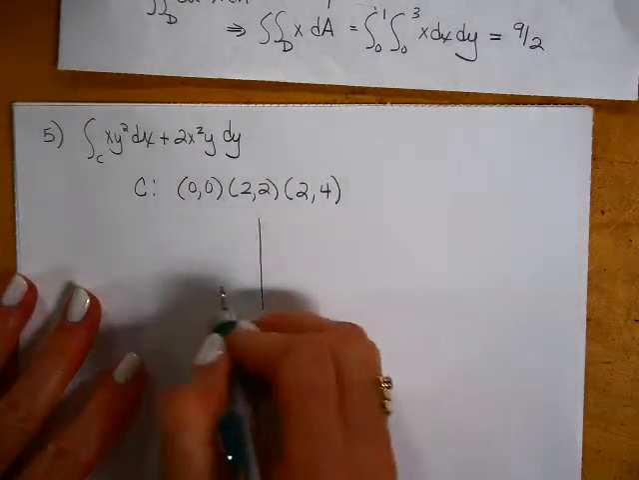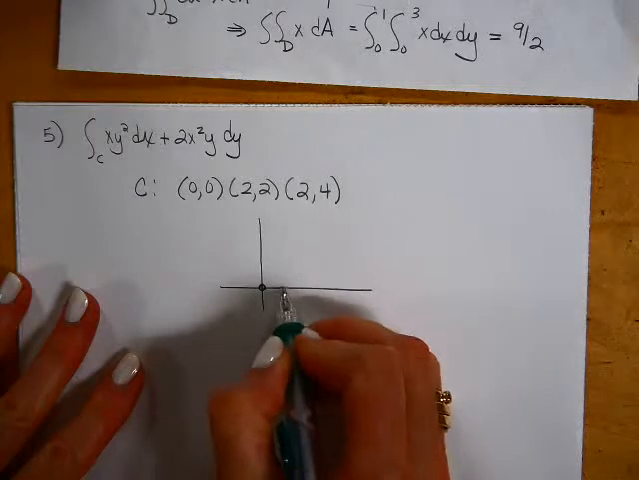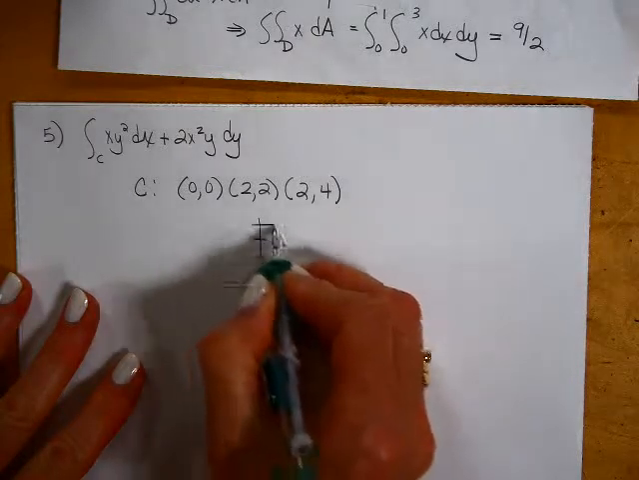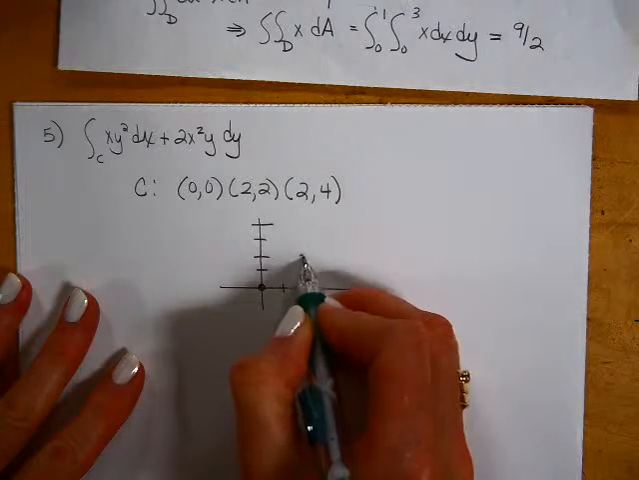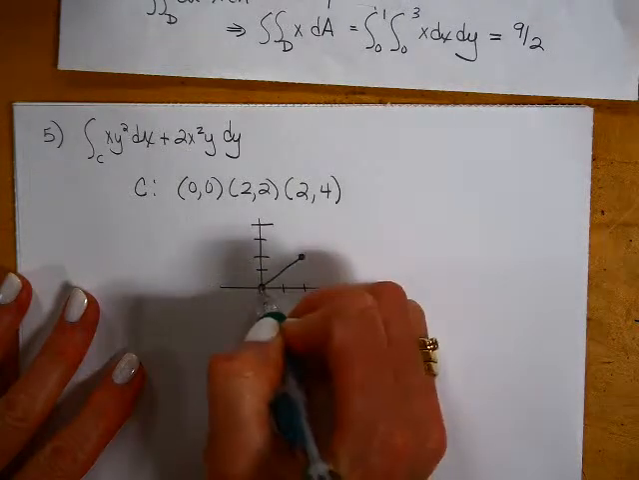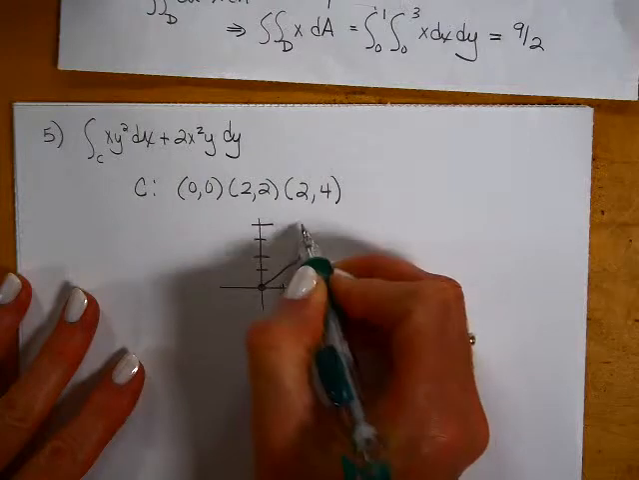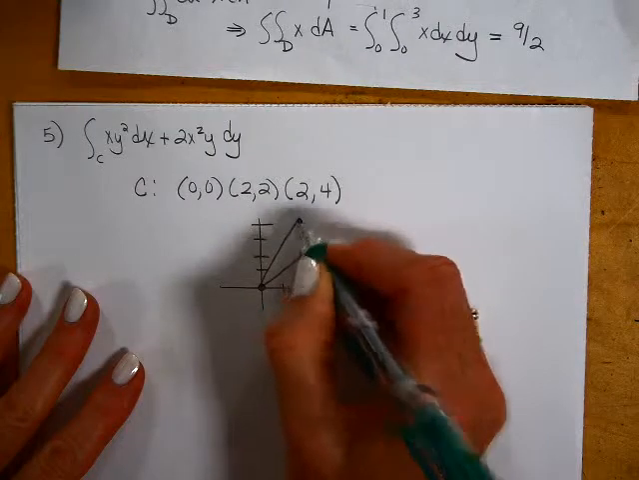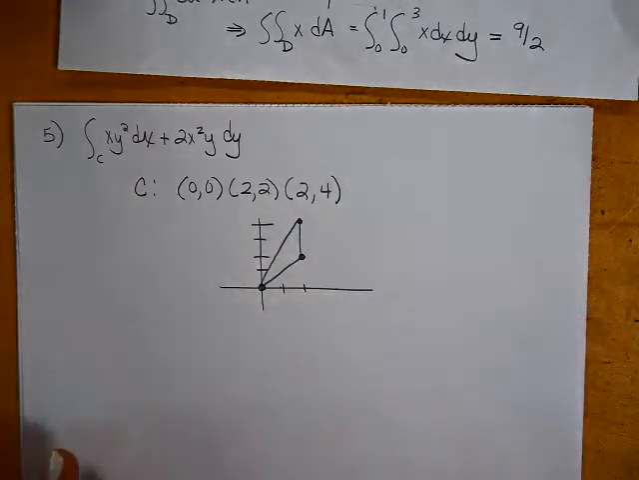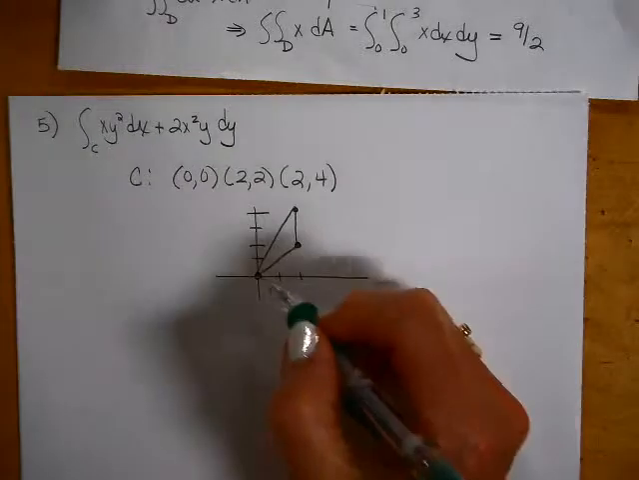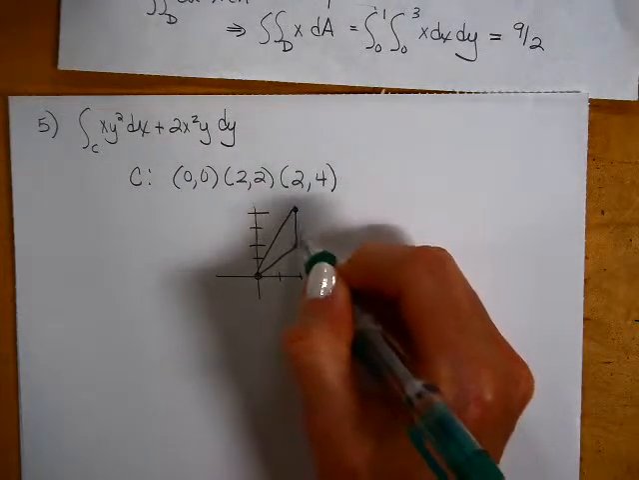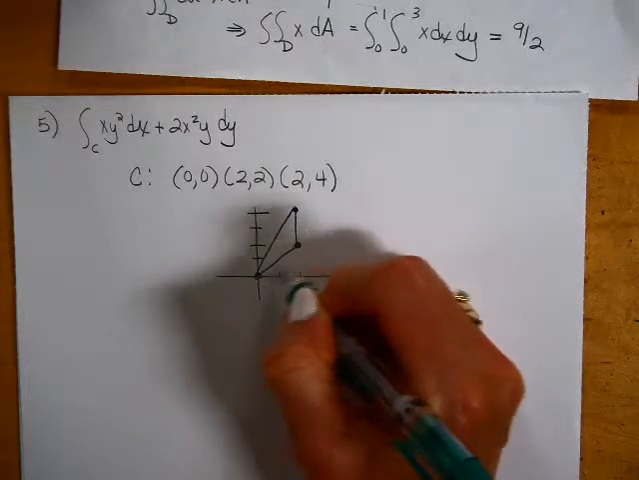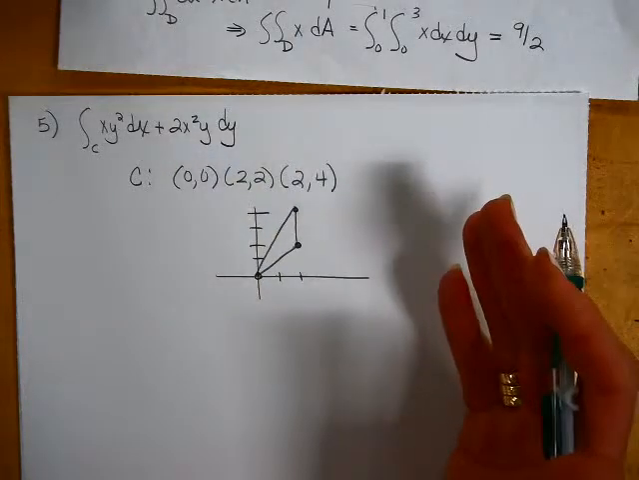All right, so sketch your curve, sketch your triangle, (0, 0), (2, 2), and (2, 4), and then back to (0, 0). Now remember, ordinarily, if you didn't recognize this as Green's theorem, you would have to find a parametric equation for this line, this line, this line, and do 3 separate integrals and add them together.